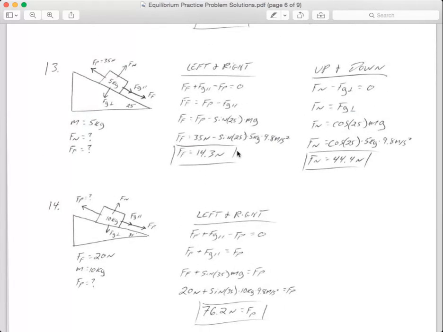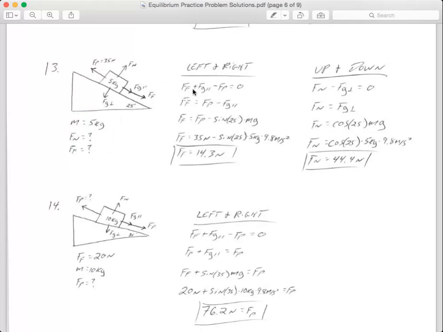Moving to number 13. Now we've got a 5 kilogram box being pushed up the hill with a force of 35 newtons. We finished drawing all of our forces. Normal force goes up. Gravity perpendicular goes down. Gravity parallel goes down the hill to the right, and so does friction. We have two arrows going to the right this time, and that's okay. In this particular problem, we're trying to find the normal force and the force of friction.